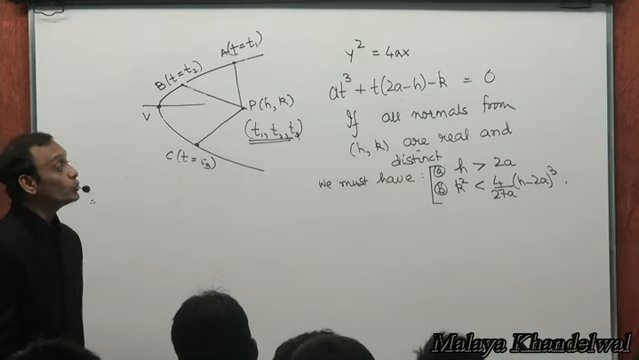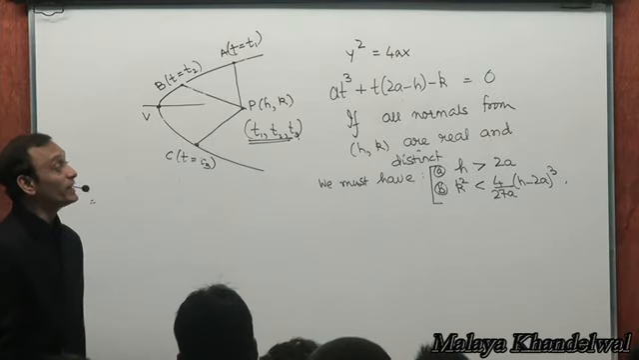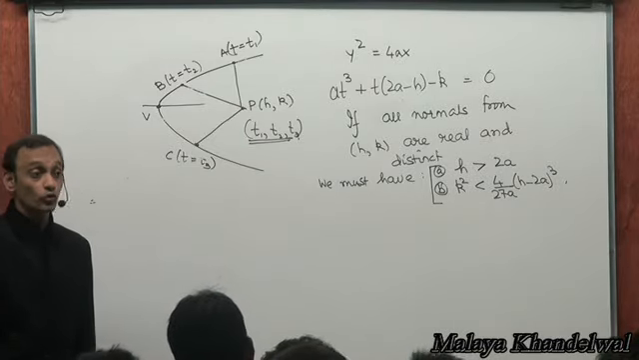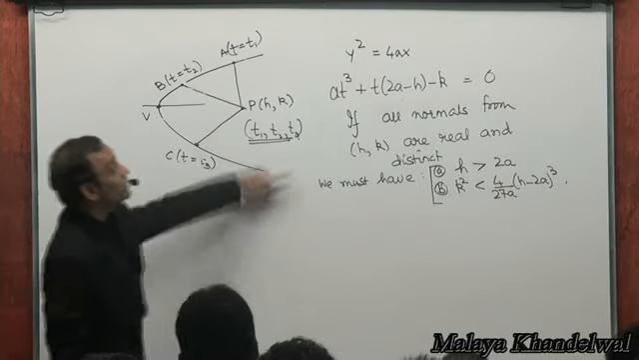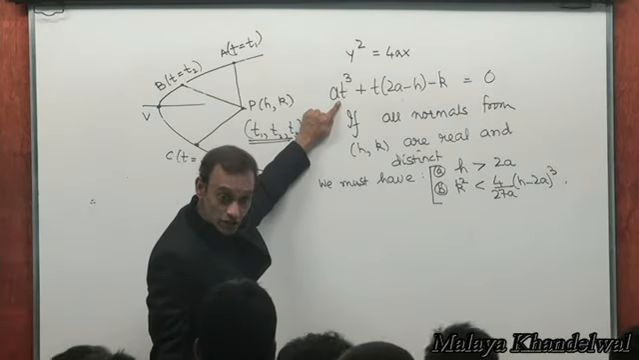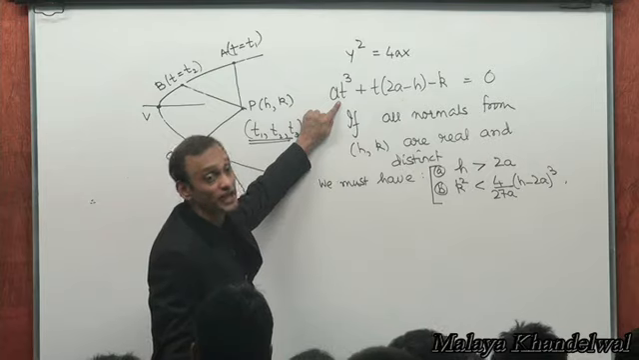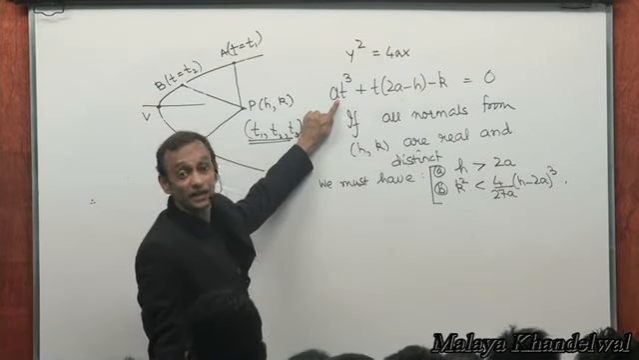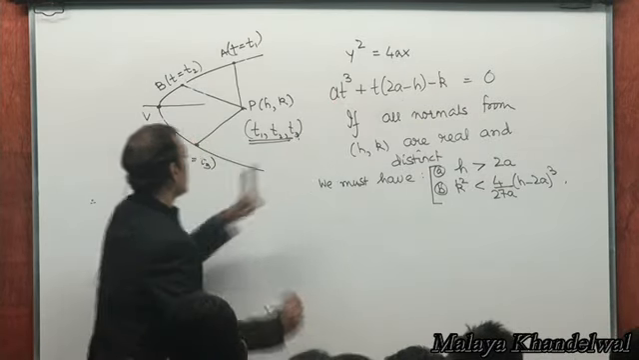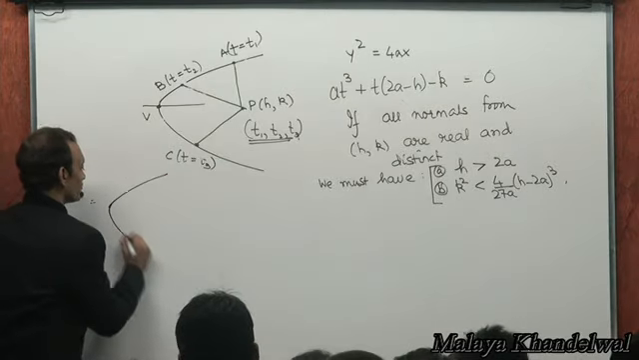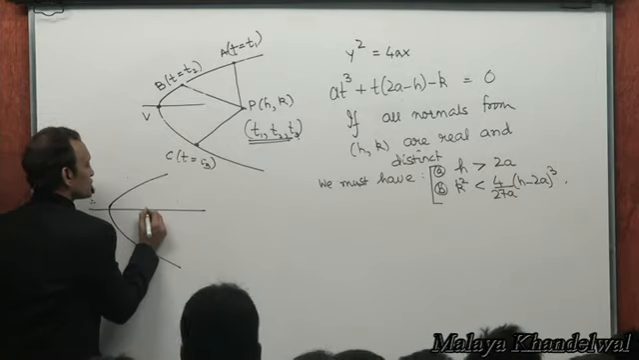H must be greater than 2A and K squared must be less than 4 by 27A into (H minus 2A) whole cube. This will be the condition so that all the three T's are real and distinct. All the three normals drawn from (H, K) are real and distinct normals. H greater than 2A means the points must be somewhere like this. This is (2A, 0).